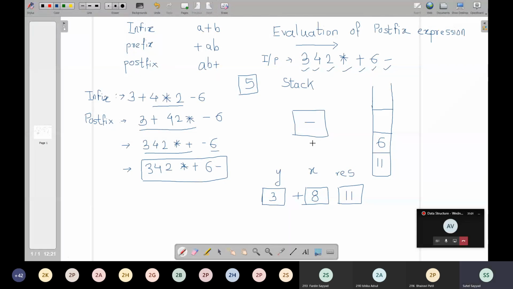What will be the first thing that will be popped? 6. 6 will go where? It will go in X. What is the next thing that will be popped? 11. 11 will go where? It will go in Y. The operator over here is minus.